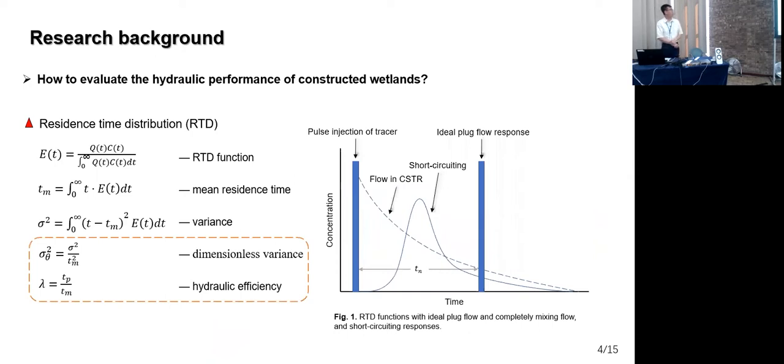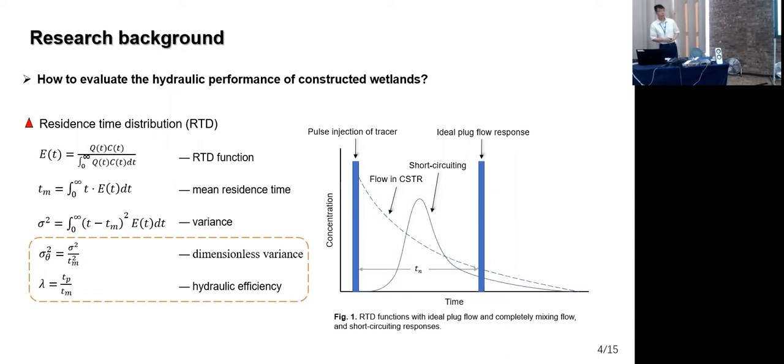Let me explain in more detail. Constructed wetland requires a certain amount of time for the wastewater to stay inside the system before it can be purified. This time should not be too long or too short. But in real life, because of short circuiting or other poor hydraulic conditions, the water particles spend different times in the system. This is called residence time distribution.